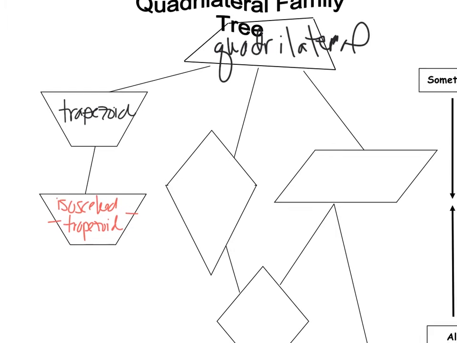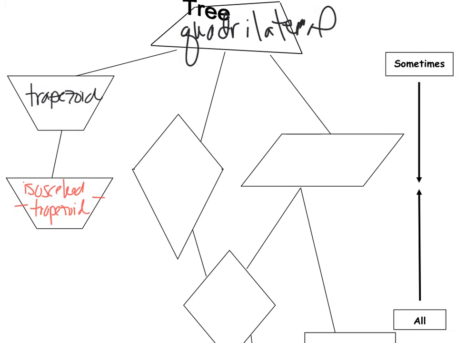Then in the middle, we have a kite, because remember that a kite is not a parallelogram. And then on the right, we have a parallelogram. And remember that we have 5 characteristics of a parallelogram: opposite sides parallel, opposite sides congruent, opposite angles congruent, consecutive angles supplementary, and diagonals bisect each other.